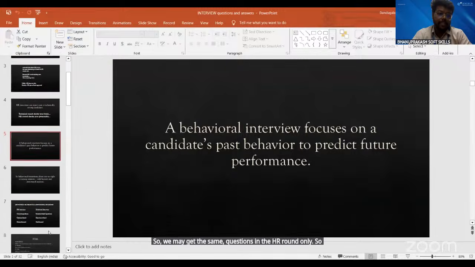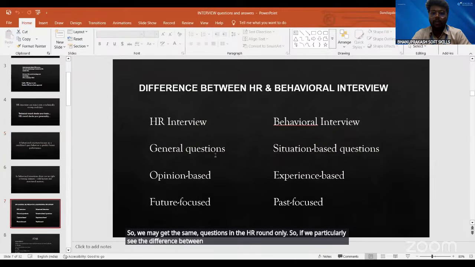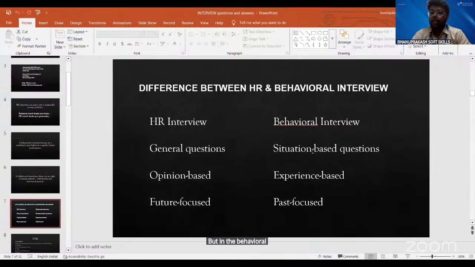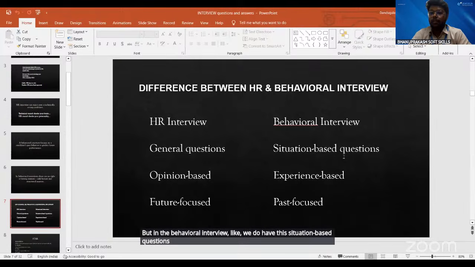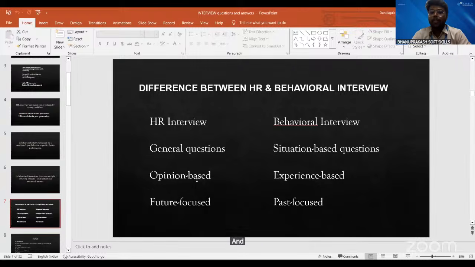If we particularly see the difference between the HR and behavioral round, in the HR interview there are some general questions, but in the behavioral interview we do have situation-based questions. It's like case studies they will give, and these are completely opinion based, but this round is all about your experience. And in HR, it is totally future focused. They are going to ask questions related to the future. And here it is totally past focused.